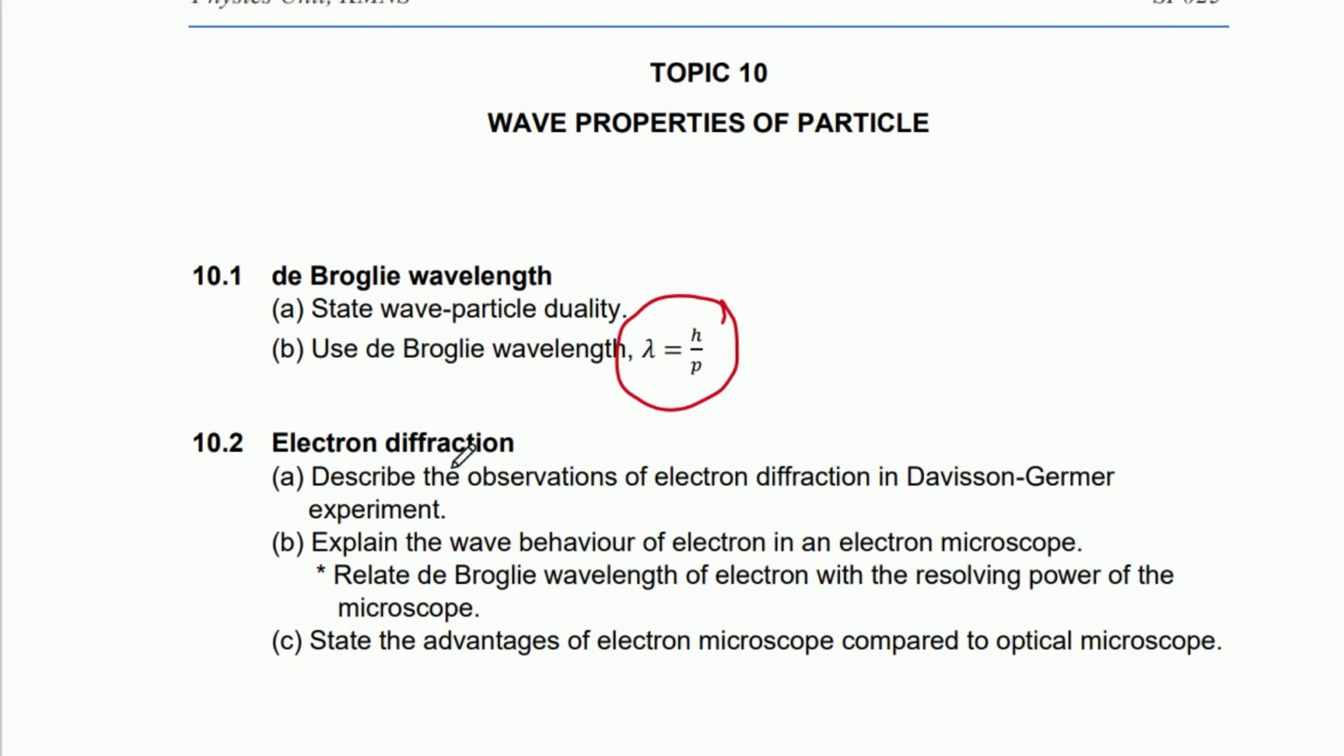Okay. So describe the observation of electron diffraction in Davisson and Germer experiment. And then explain the wave behavior of electron in an electron microscope. And then relate the De Broglie wavelength of electron with the resolving power of the microscope. Ini konsep sikit lah ya. Alright. And then last sekali, state the advantages of electron microscope compared to the optical microscope. Okay. So topik ni pun banyak konsep dan teori. Formula pun banyak jugalah untuk topik 10 ni.